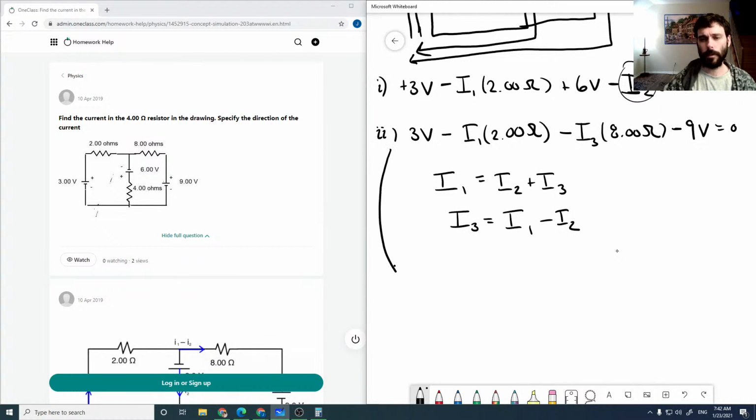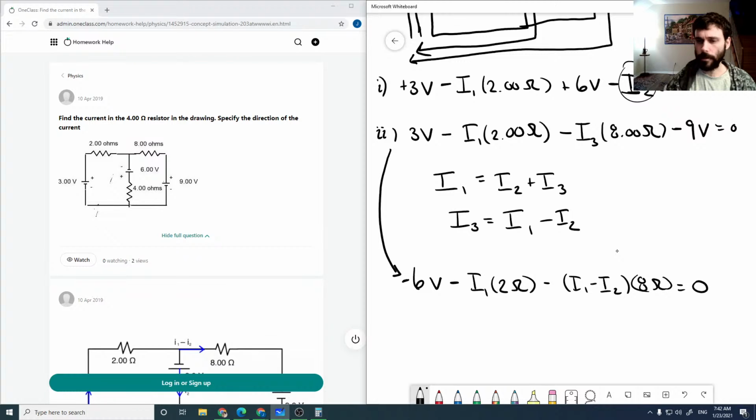So if we take the second equation down here, then this becomes 3 minus 9 is minus 6 volts minus I1 times 2 ohms. I'm just dropping some of the decimals here that are unnecessary. Minus I1 minus I2 times 8 ohms equals 0. Minus 6 volts. 8 and 2 is minus 10 I1. And we're going to end up with a plus 8 ohms I2 equals 0.